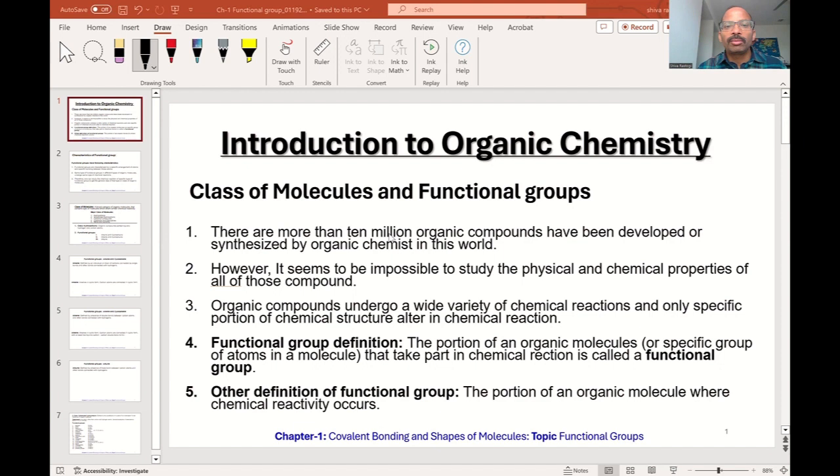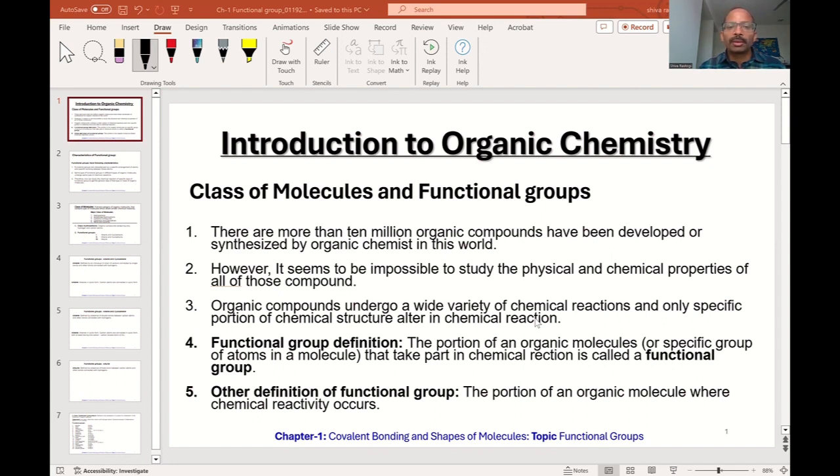There are more than 10 million organic compounds that have been developed or synthesized by organic chemists in this world. However, it seems to be impossible to study the physical and chemical properties of all of those compounds. Therefore, organic compounds undergo a wide variety of chemical reactions, and only a specific portion of the chemical structure is altered in the chemical reaction. So what is the functional group?